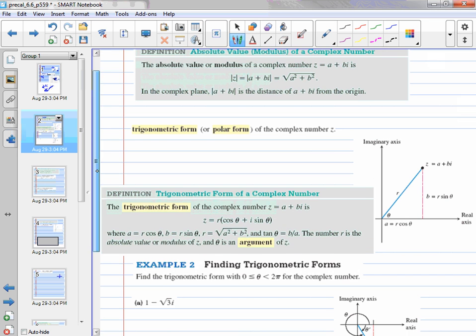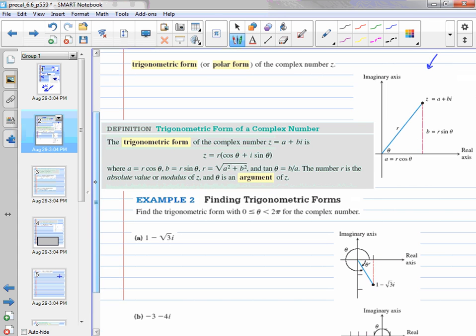So if we think of a complex number, and we often use the letter Z to stand for some complex number, a plus bi. Let's look right down here at this graph for a moment. A plus bi, here's the point Z, a plus bi, which means I've gone a to the right and b up, b in the imaginary direction. Well, that forms a right triangle.